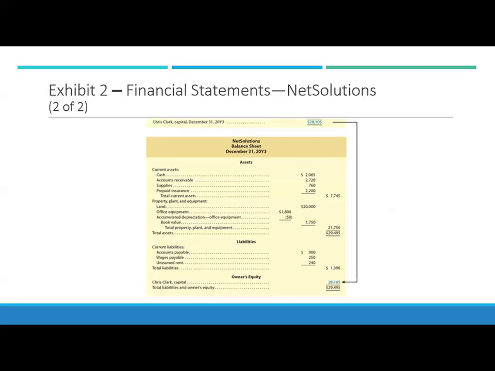Current assets are listed in their own section. This is what's called a classified balance sheet, which means that we have current assets. We list all of our current assets, and then we have a subtotal for total current assets. And then we list our property, plant, and equipment. And we have a subtotal for the book value of the office equipment, which is office equipment less its accumulated depreciation. And then we also have a balance for total property and equipment. And then total assets is another sort of subtotal there.